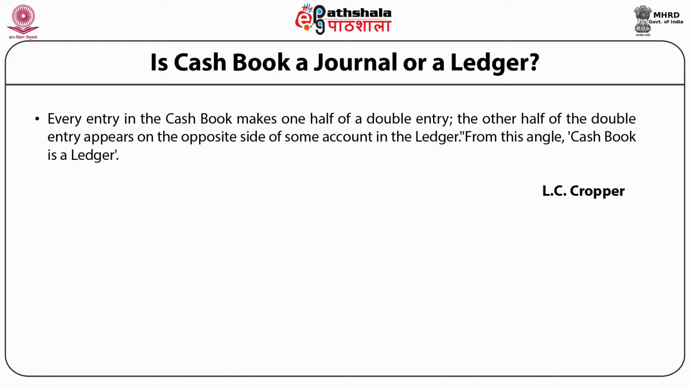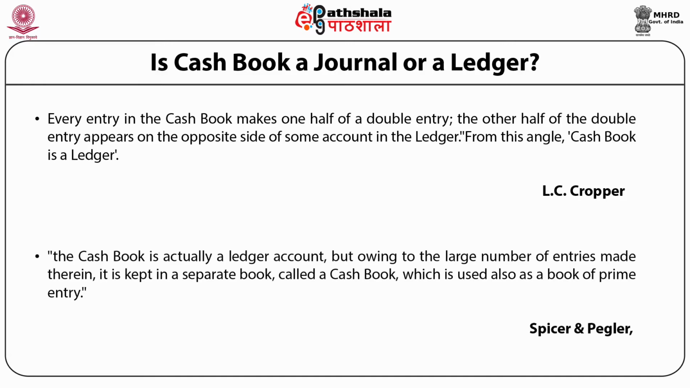On the other hand, all cash transactions are primarily recorded in the cash book in the order of the date and thereafter posted to the concerned ledger accounts. Judging from this angle, the cash book is a journal. Thus, we see that a cash book is a mixture of journal and ledger.